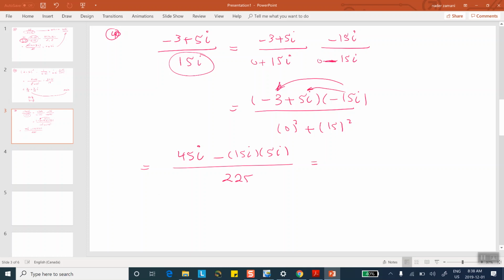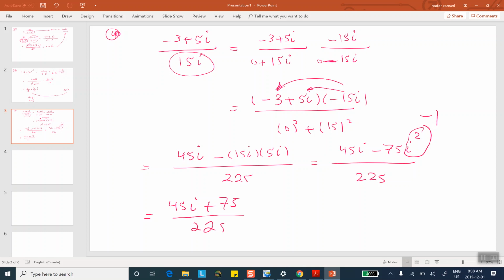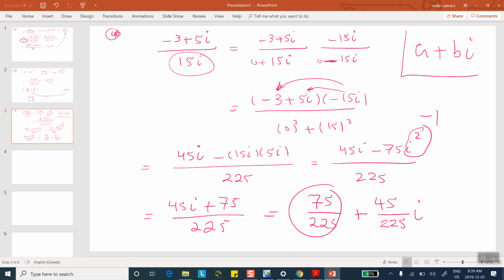Let's clean it up. It's going to be 45i minus 75i squared, divided by 225. Now, remember, i squared is minus 1. So let's write this as 45i, and minus 1 times minus 75 is plus 75, divided by 225. And we're going to write this as 75 over 225 plus 45 over 225 i. Remember, we were supposed to write this as a plus bi, and we just did it. There's your A, and there's your B.